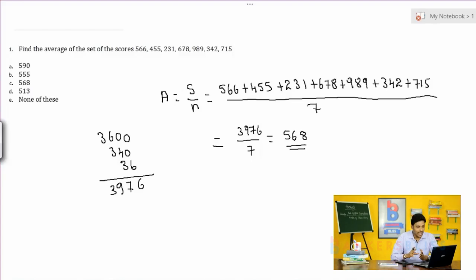So here you have to add in that method where you can save a lot of time. So 500, 400, 200, like that you have to add first. Next, in 66 you consider only 60, in 55 you consider only 50, in 31 you consider only 30 and you add. Next come to the unit digits 6, 5, 1, 8, 9, and so on. You add and do the further things. So the average is 568 for problem number 1.